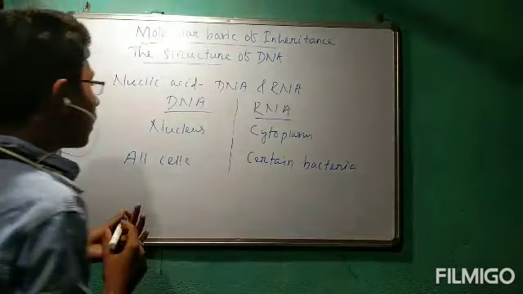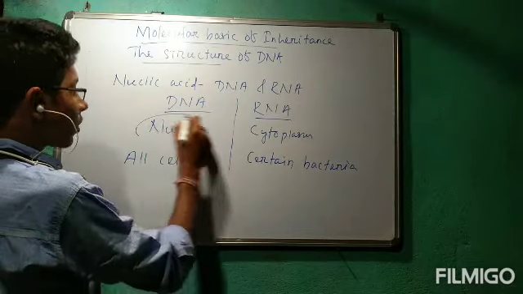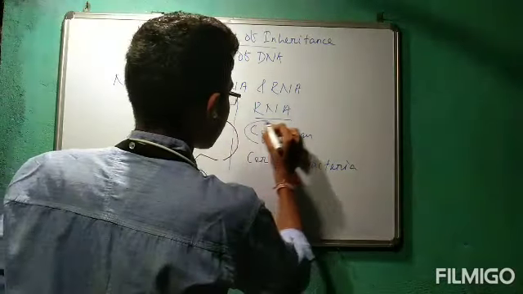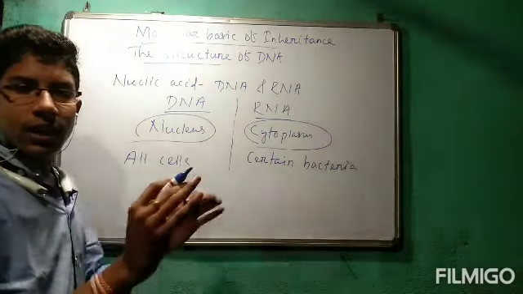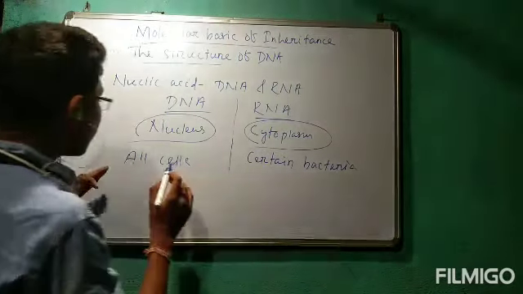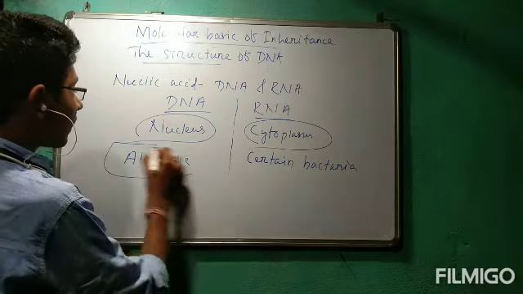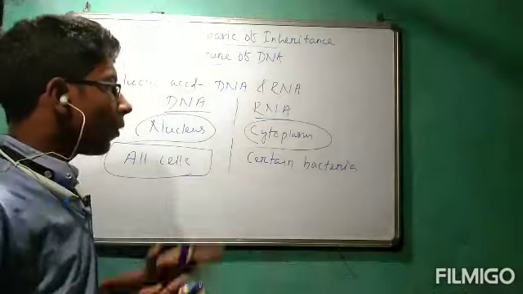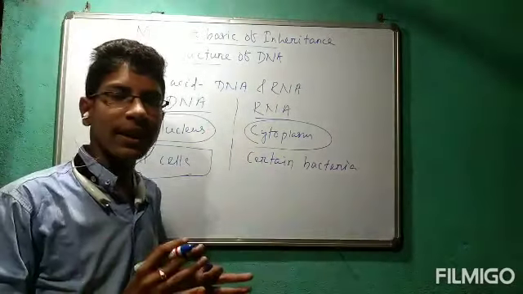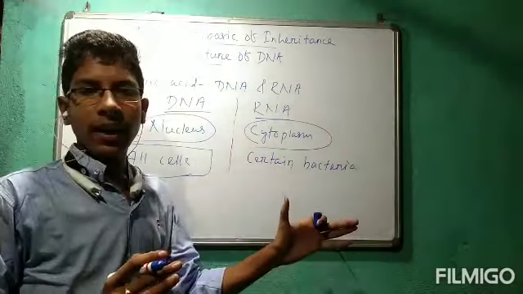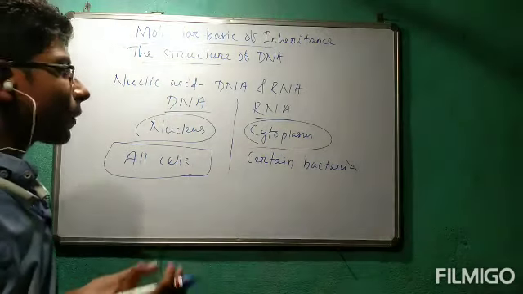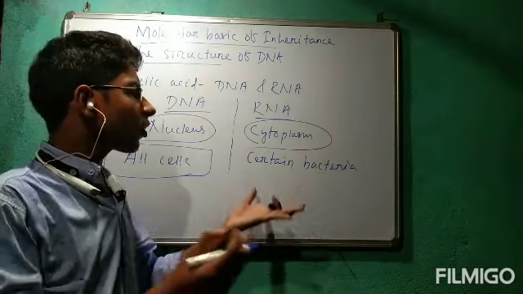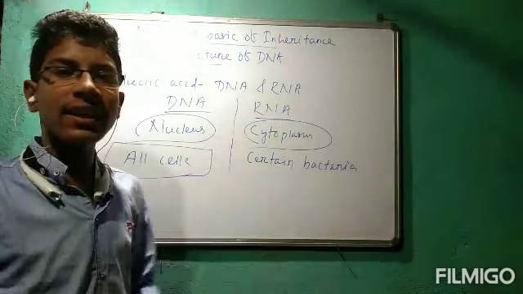DNA is present inside the nucleus, but RNA is present inside the cytoplasm, not inside the nucleus. DNA is present in all cells and acts as the genetic material for all types of organisms. But RNA acts as the genetic material for certain types of bacteria. That means in some primitive prokaryotic cells, RNA acts as genetic material.